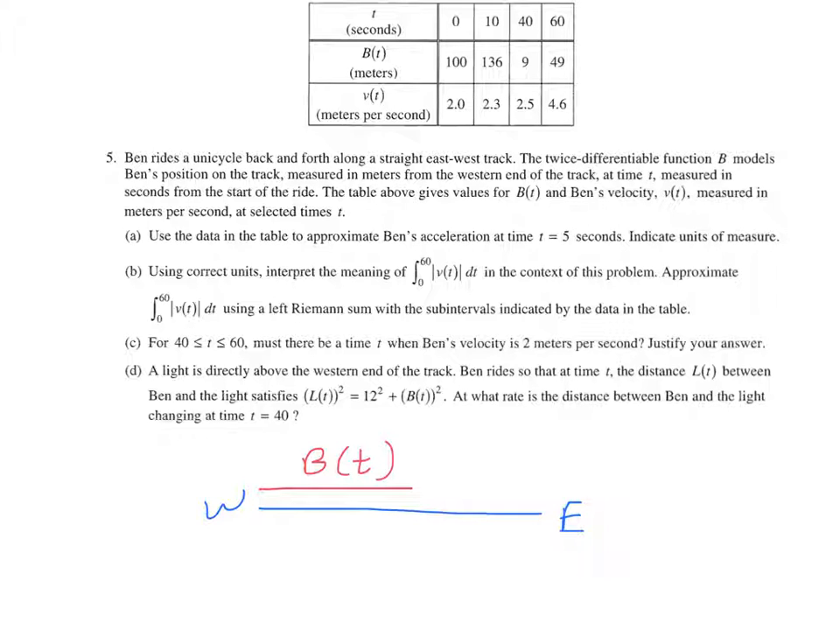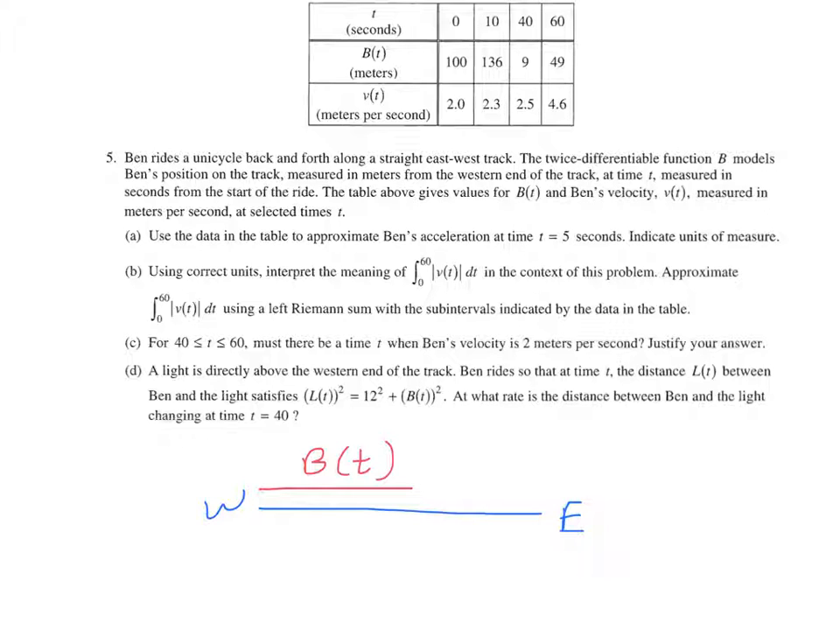So first up, for part A, they want you to just use the data to approximate the acceleration. Well, you're approximating the derivative of the velocity function at t equals 5. Again, this is a problem that we saw on Thursday and also in the last section. So going through and working with that one shouldn't be a problem.